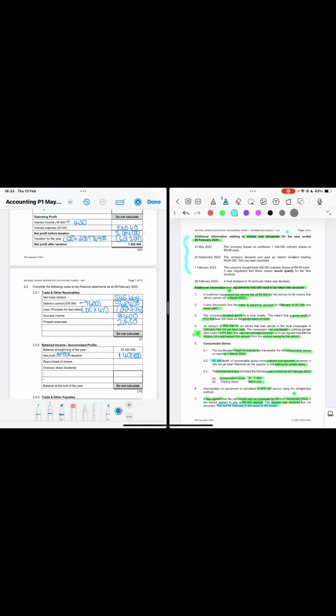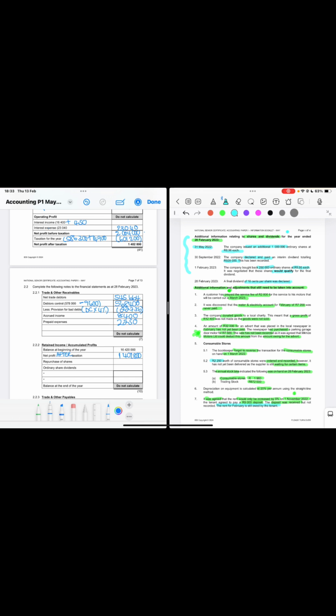That's why I said we had to look at the following information. On the 31st of May 2022, the company issued an additional 1 million ordinary shares at R8.96 each. On the 30th of September 2022, the company declared and paid an interim dividend totaling 928,000. This has been recorded. The company bought back 250,000 ordinary shares at R9.95 each. It was negotiated that these shares would qualify for the final dividend. Then the final dividend of 8 cents per share was declared.